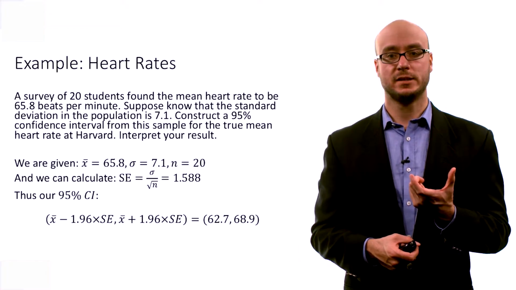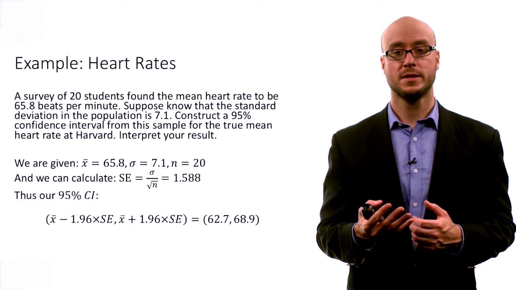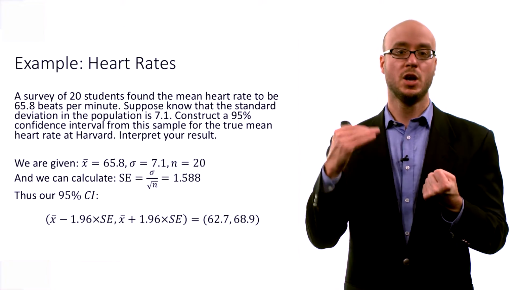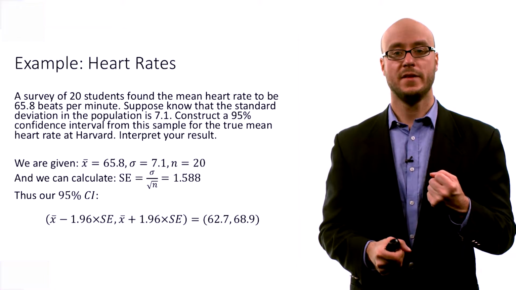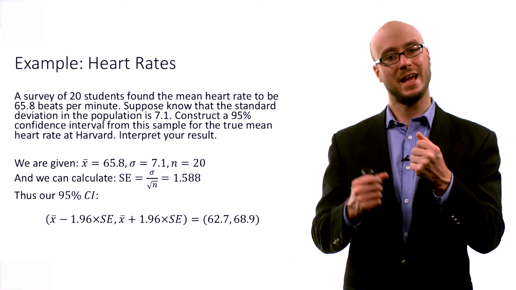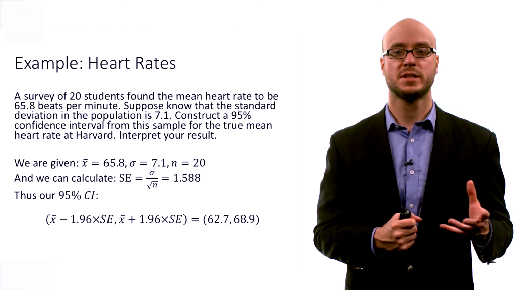So then we can just calculate a 95% confidence interval. With a 95% confidence interval, we want to capture 95% of the sample means around the true population mean mu, which we don't know. To do that, we multiply the standard error by 1.96, both positive and negative values. In effect, we take our sample mean and subtract 1.96 times our standard error to find the lower bound, and to find the upper bound, we take our point estimate and add 1.96 times the standard error. And we get this interval of 62.7 to 68.9.